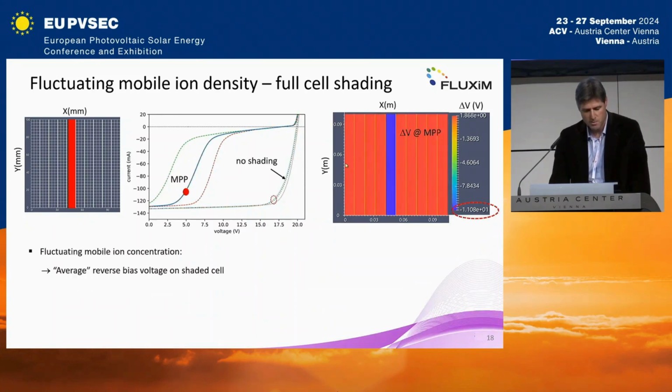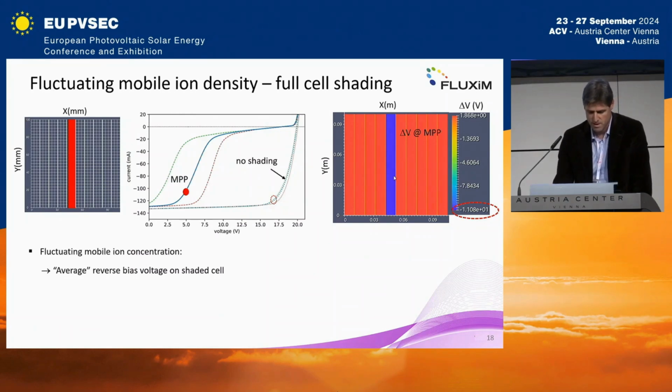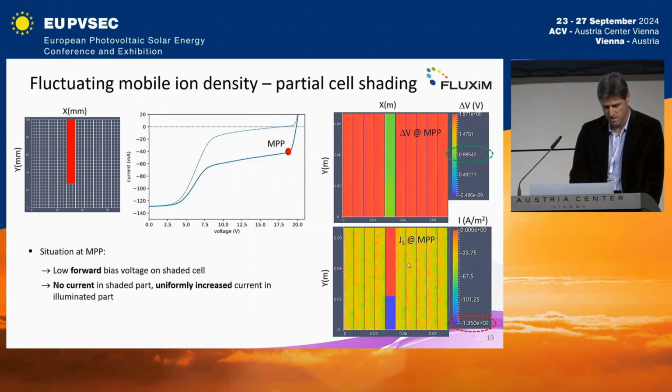Things actually become more interesting when you now allow for fluctuation of the mobile ion concentration. So the behavior looks like an average one, so you have an average degradation. In the forward regime, it's not really very well visible. You also have an average reverse voltage here. If you now look at the current, the situation is quite drastically changed because you have now the appearance of these hot spots. So the average current is quite low, but then you have some pixels where you have an extremely high current.